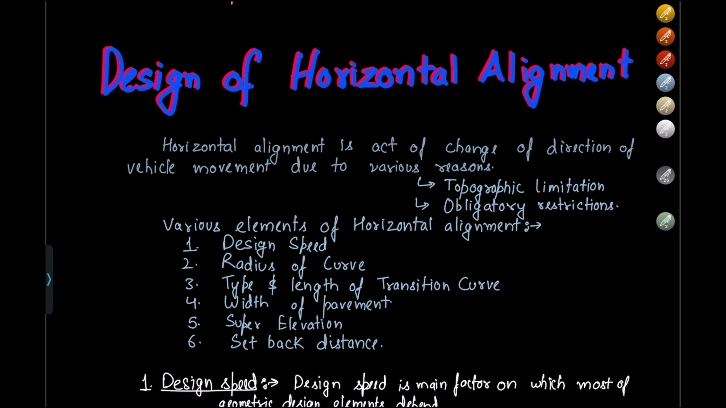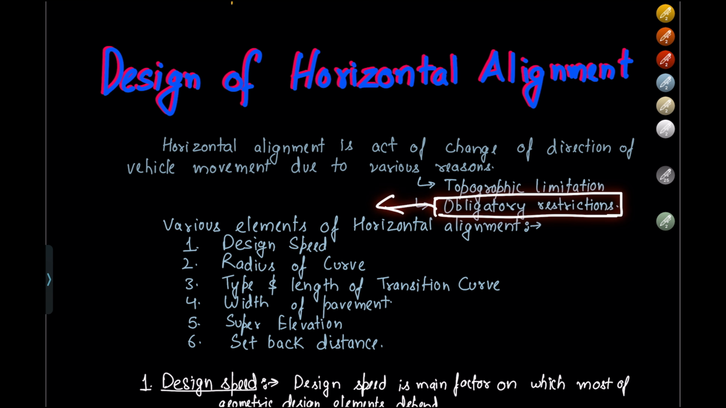There could be various reasons for which the movement of the vehicle needs to be changed. It could be due to topographical limitations. It could be due to obligatory restrictions. Some points that we need to touch by the road could be there. Some points that we need to avoid could be there. Those are known as obligatory points. And there could be some obligatory restrictions.